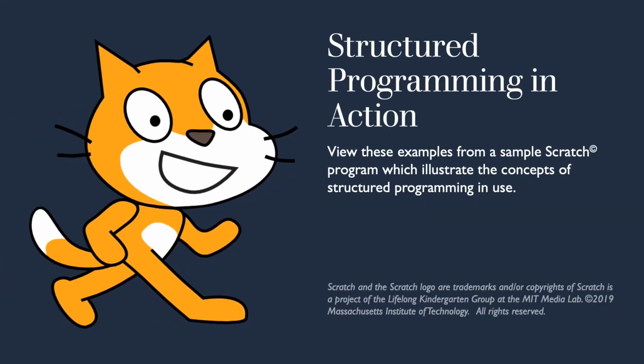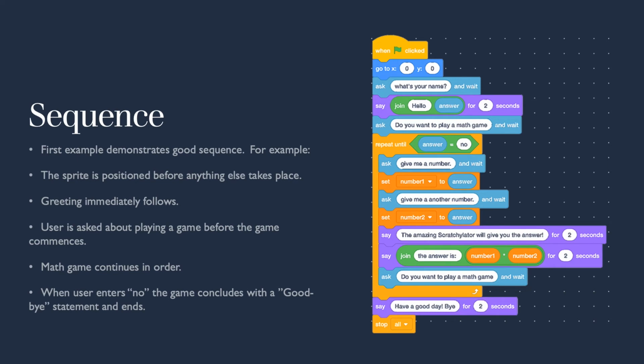Structured programming in action. Let's watch these examples from our simple Scratch programs, and it'll give you an idea of what you should be doing. Here's our first one, sequence. First example has good sequence. We put Scratchy at 0, 0. Everything's positioned. It goes straight in order. Ask you your name and stuff. And you play the game down here. And when you're done, ask if you don't want to play. And then it exits all nice and cleanly.